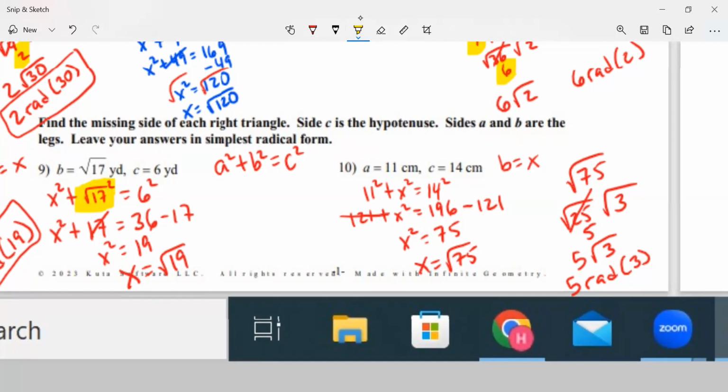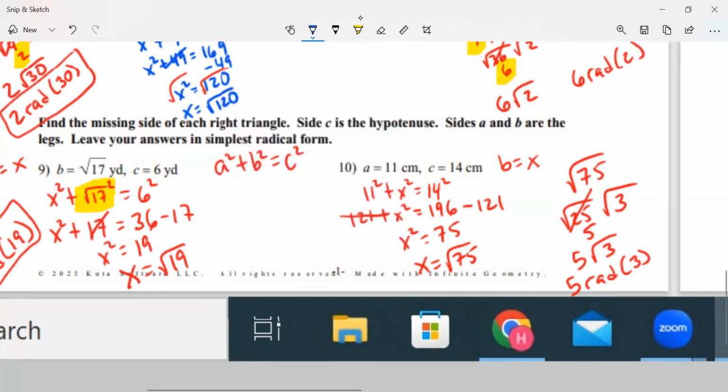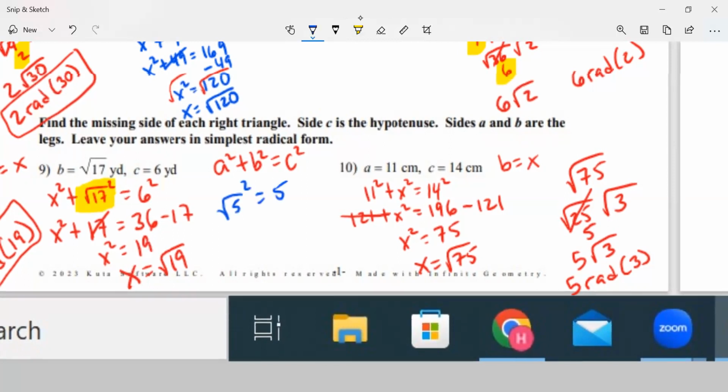When you square a radical, you just get the number on the inside. Let me go over some rules on those. If I was to ask you the square root of 5 squared, you just get 5. The square root of 7 squared, you just get 7. When you square the radical, you just get the inside.